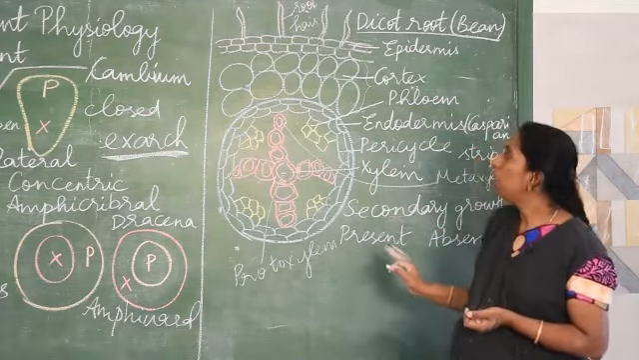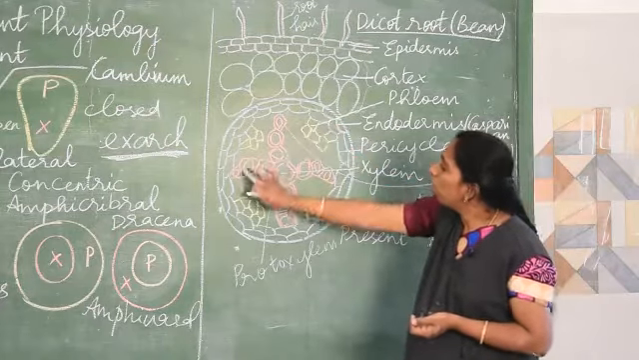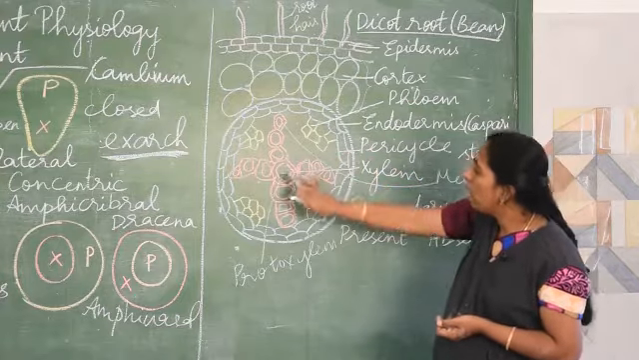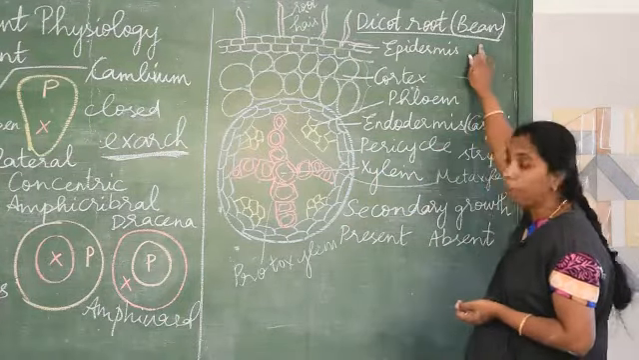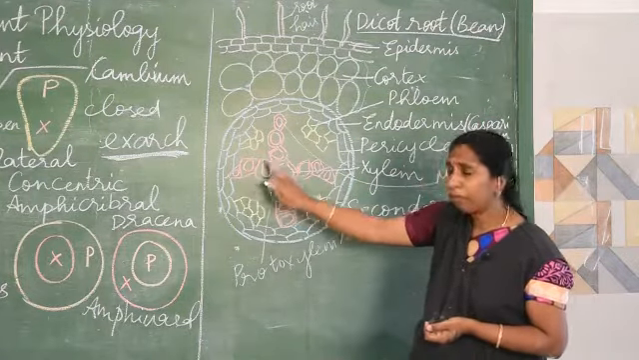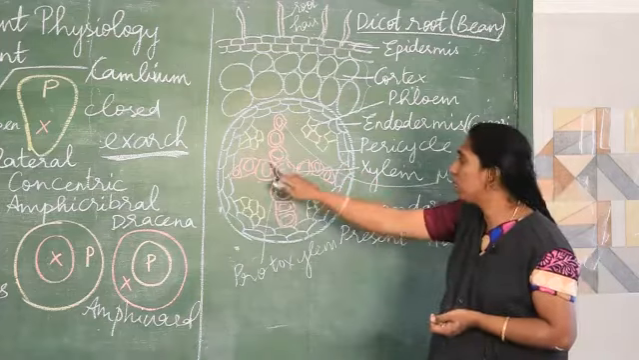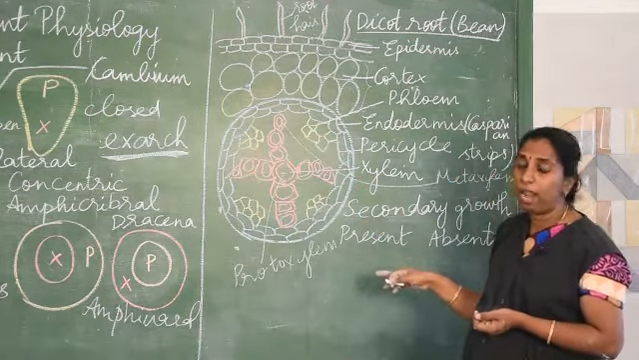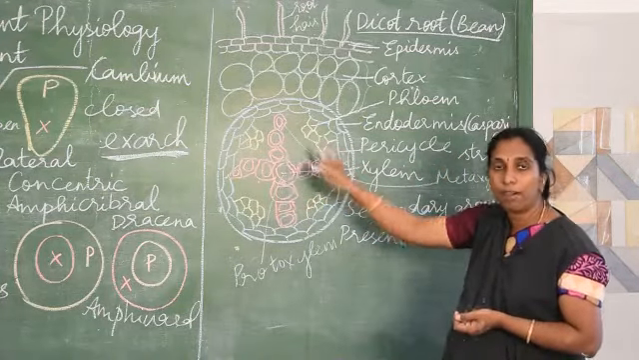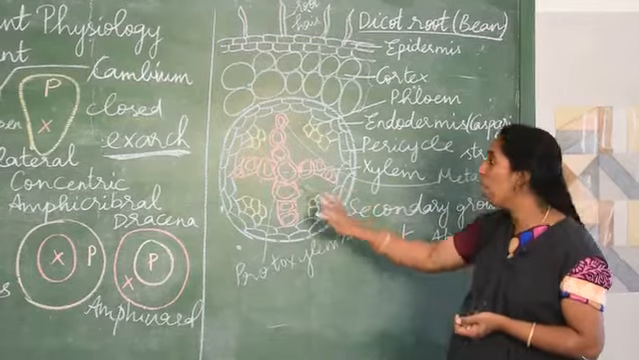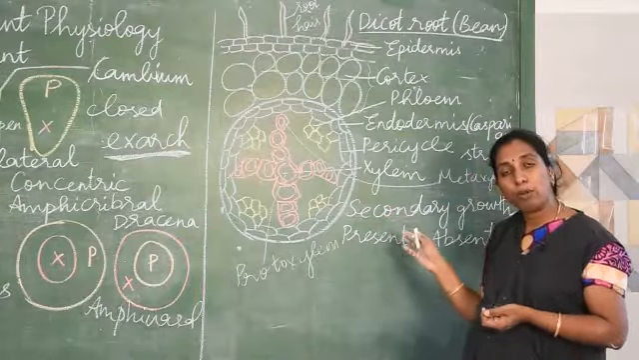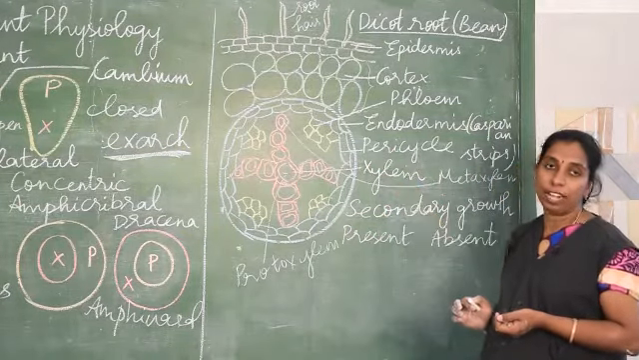Okay, now we shall learn. Here I told you about the cortex. Here epidermis is there, endodermis is there, pericycle. Here in the dicot root bean structure, xylem and phloem are arranged in different radii. So that is called a radial vascular bundle. Four different radii. I told you xylem will help in the transport of water, phloem will help in the transport of food.